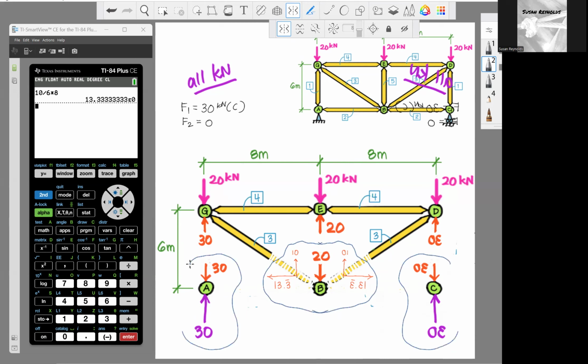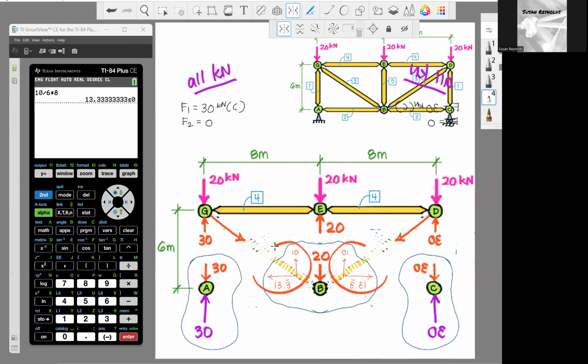Node A is done. Let's use Newton's third law to put the forces of member 3 on G. So by Newton's third law, I do have a pull. That's clear from here, arrows away from the body. But it's easier to work through a truss in terms of components. So we'll do a pull of 13.3 bar and a pull vertically of 10.